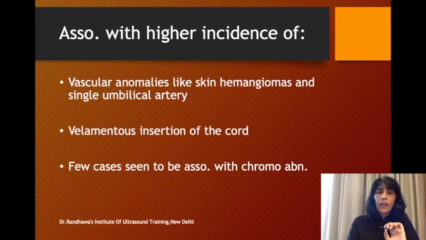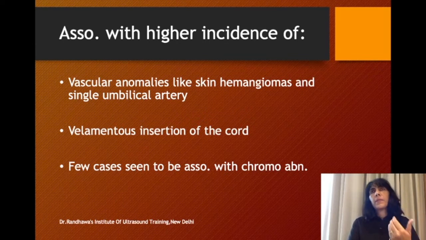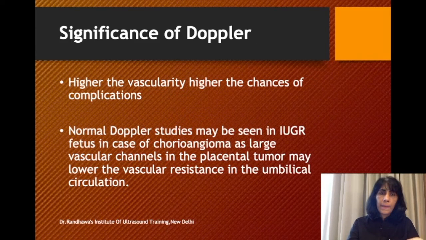Then sometimes it may be associated with fetal abnormalities like vascular anomalies in the fetus, like skin hemangiomas, single umbilical artery. Then there may be abnormal cord insertion, velamentous insertion may be there, and in rare cases there may be chromosomal abnormalities. Usually chorioangiomas are not known to be associated with congenital anomalies, but yes, there may be a possibility.